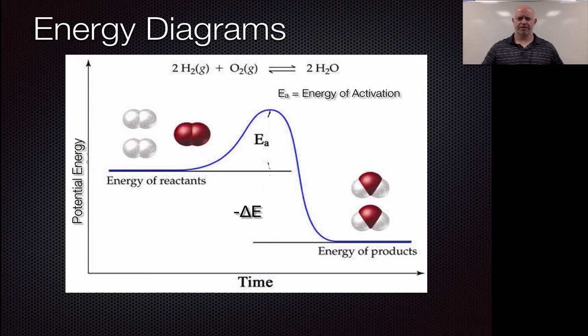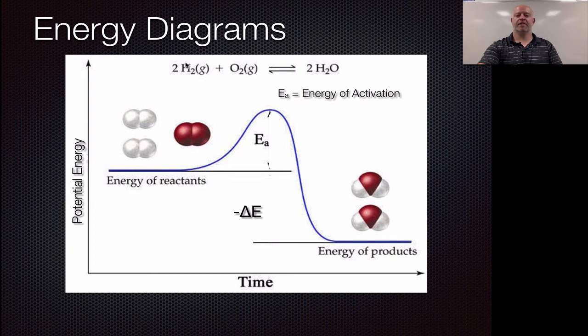So here's some energy diagrams. Over here we have hydrogen and oxygen. Hydrogen and oxygen are going to react with each other. So here's the energy level that they sit at. This is their potential energy. They're sitting right here.